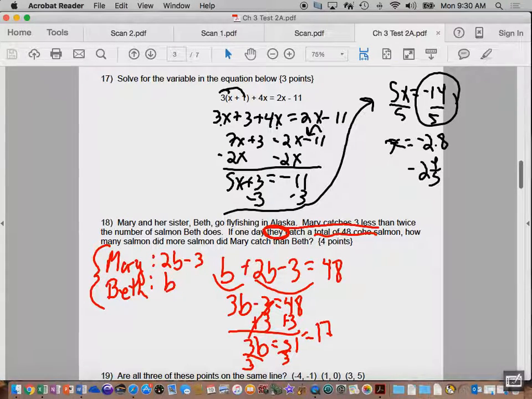Well, here's the problem if you got that. That's great, but you didn't answer the question. It says, how many more salmon did Mary catch than Beth? So now I've got to figure out Mary. She's going to be 2 times 17, which is 34, minus 3 is 31. And then the number more would be 31 minus 17, which is 14 more. Okay, yeah, a lot of kids forgot that. Now, you only lost 1 point out of 4, you still got 3 out of 4, but be careful to remember to do that step.